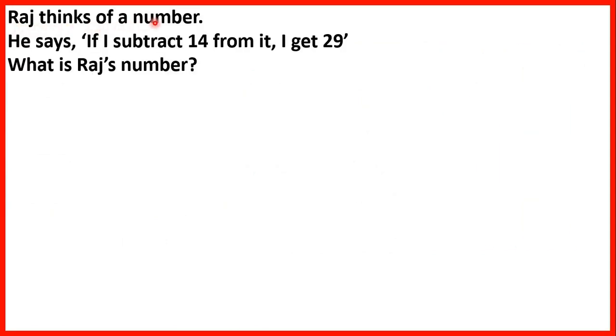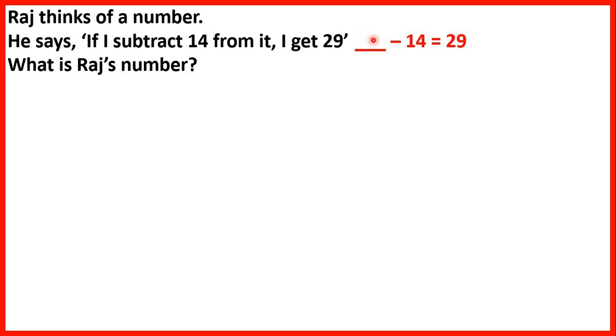Raj thinks of a number. He says, if I subtract 14 from it, I get 29. What is Raj's number? So we know that if we take Raj's number and subtract 14, we get 29. So how can we know the original number?